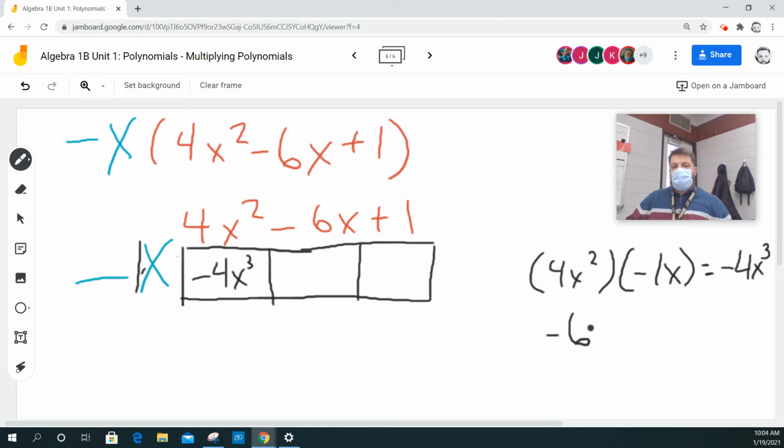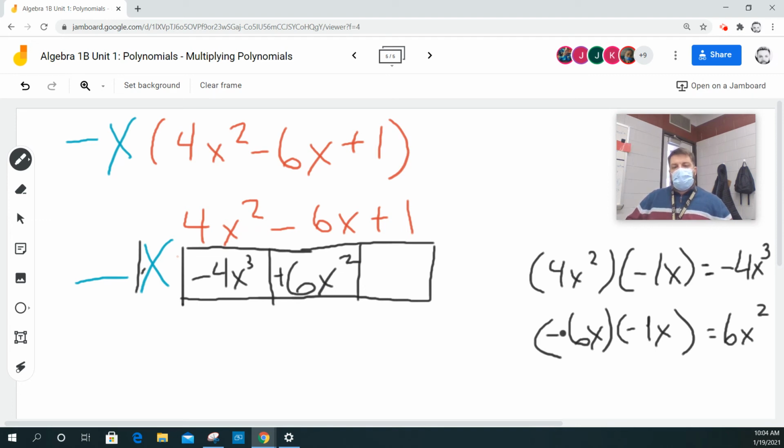Next one, negative 6x times negative 1x. Negative 6 times negative 1 is a positive 6. X times x is x squared. And that's a positive 6x squared.